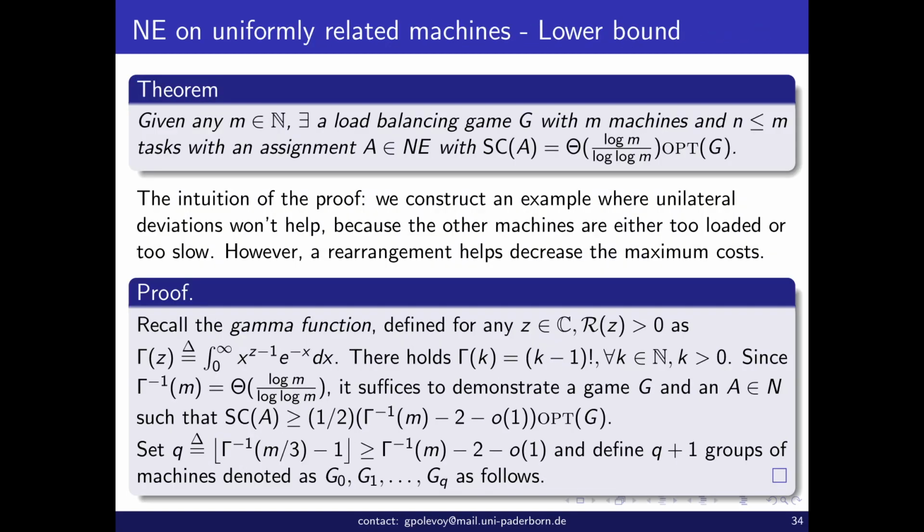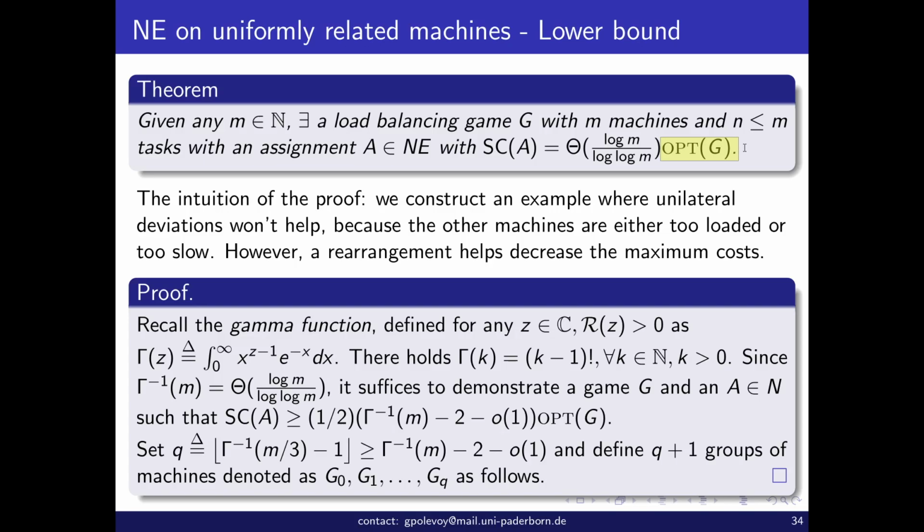And the next question is, what about the lower bound? So I promised you that we'll show that the upper bound is tight, asymptotically. So indeed, we can prove a lower bound. Given any number of machines m, there exists a load balancing game with m machines and some number n of jobs, at most the number of machines, with an assignment which is an equilibrium which has a social cost which is theta. So it's of the order, not only bounded from above or below, of log m divided by log log m.